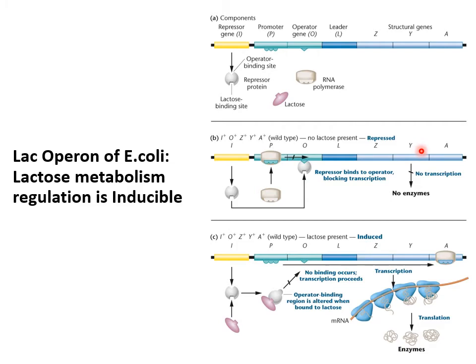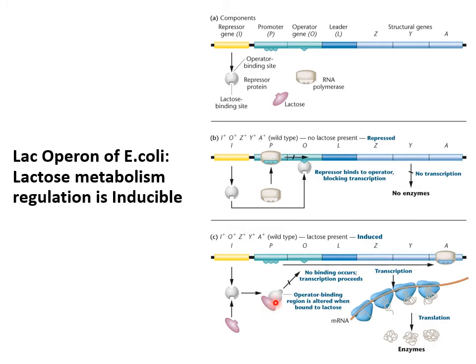In this final picture here, what you notice now is that lactose is present. And like we said, if lactose is present, now you're going to want to make the enzymes to break it down and use it. So when lactose is present, the lactose will bind to the repressor molecule that was made by the I gene. And when the lactose is bound to this repressor, it changes the shape of the repressor. We call that an allosteric change. So the lactose binding to the repressor changes the shape of the repressor.